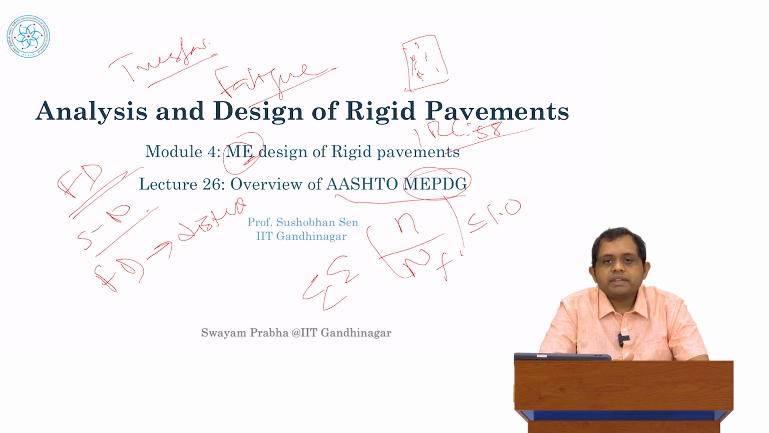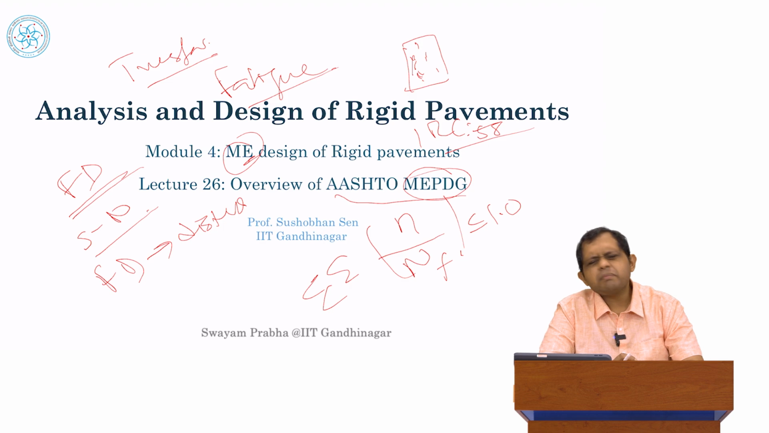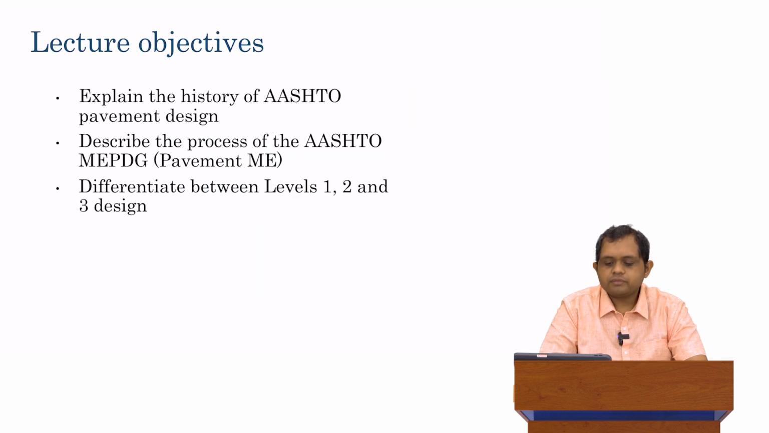So I will talk about that in a couple of lectures, but there is a lot of overlap between the two. So as we are learning about AASHTO MEPDG, understand that a lot of the concepts will also be reapplied when we study IRC 58. But I wanted to take you through MEPDG because it is more sophisticated. It has many more variables and many more intricacies than IRC 58 and many other design codes around the world. So that's why I wanted to start by talking about this.